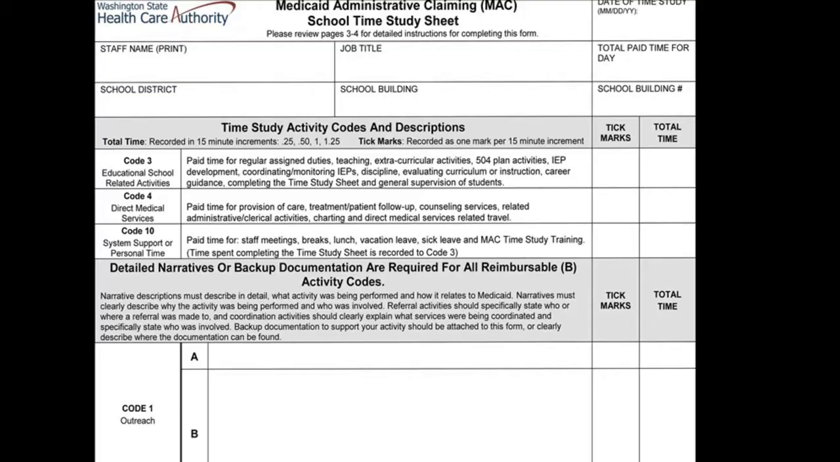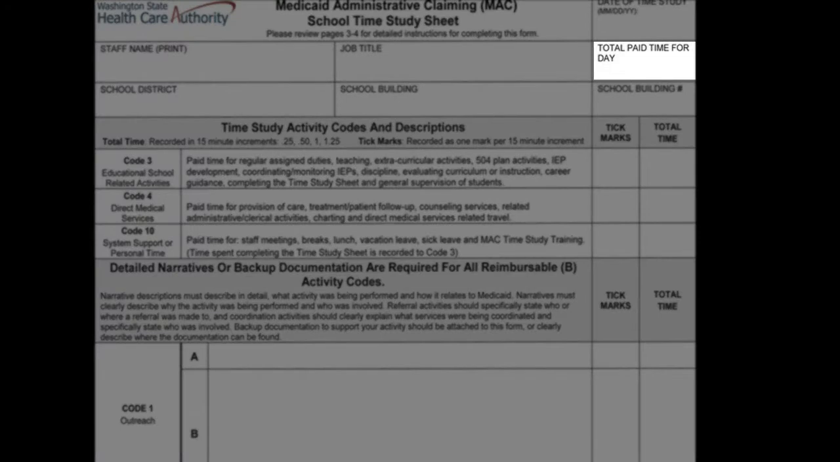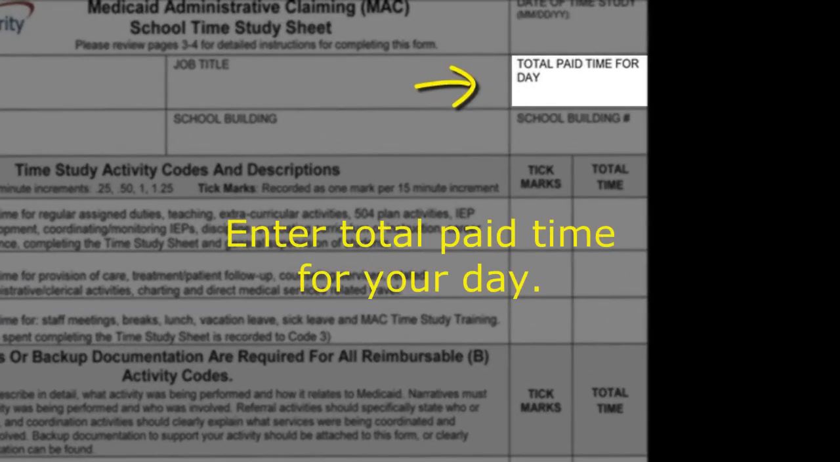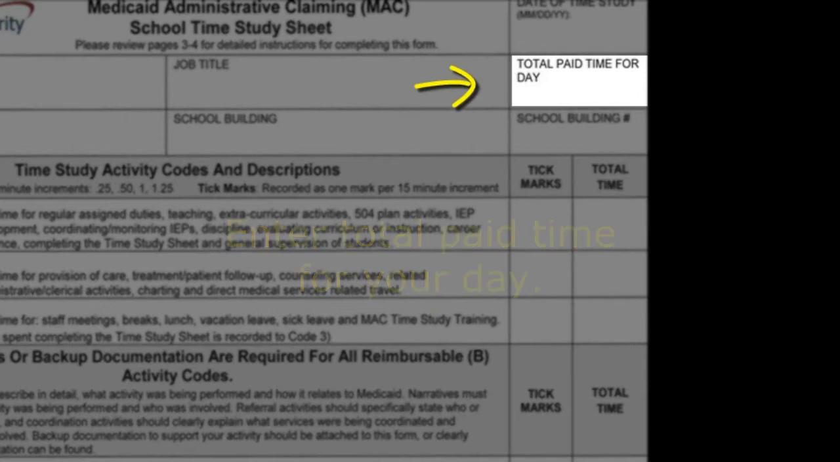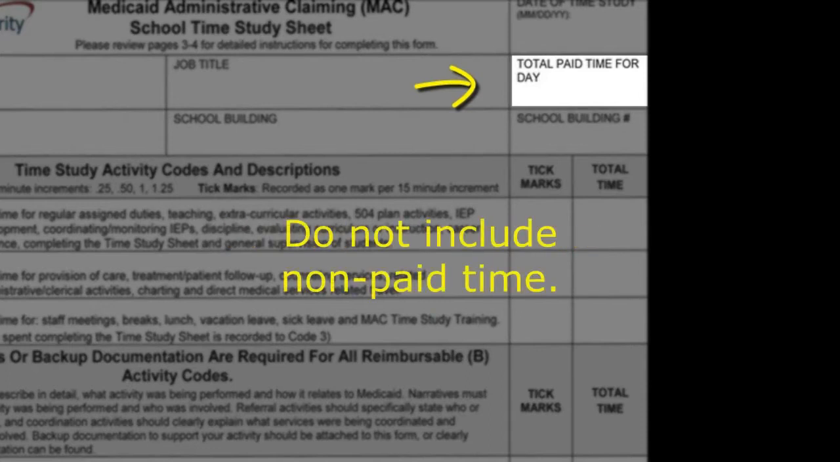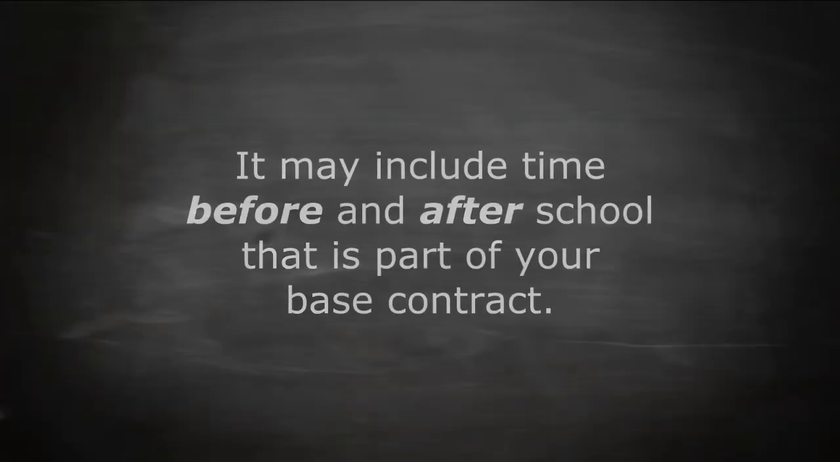Number 1, enter your total paid time for the day in the box provided. This equals your base contract amount and must not include non-paid time or extracurricular time. It may include time before and after school that is part of your base contract.